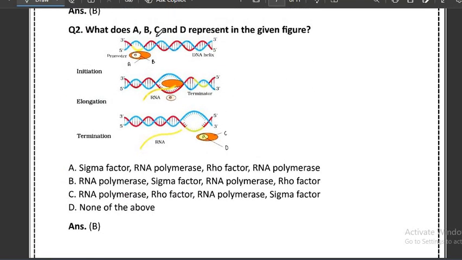Next question, what do A, B, C and D represent in the given figure? A, sigma factor, RNA polymerase, rho factor, RNA polymerase. B, RNA polymerase, sigma factor, RNA polymerase, rho factor. C, RNA polymerase, rho factor, RNA polymerase, sigma factor. D, none of the above. Option B, RNA polymerase, sigma factor, RNA polymerase, rho factor.